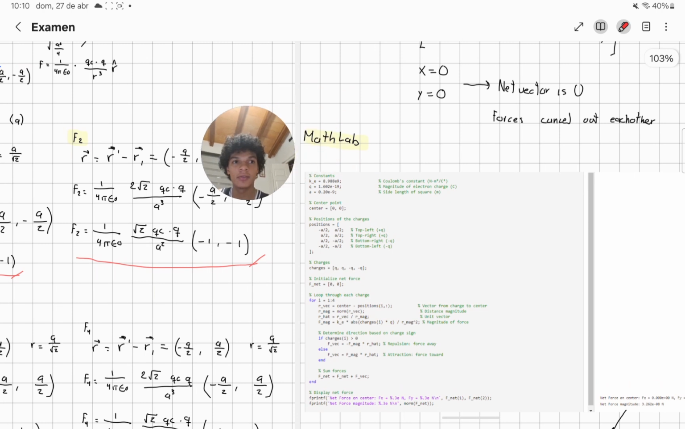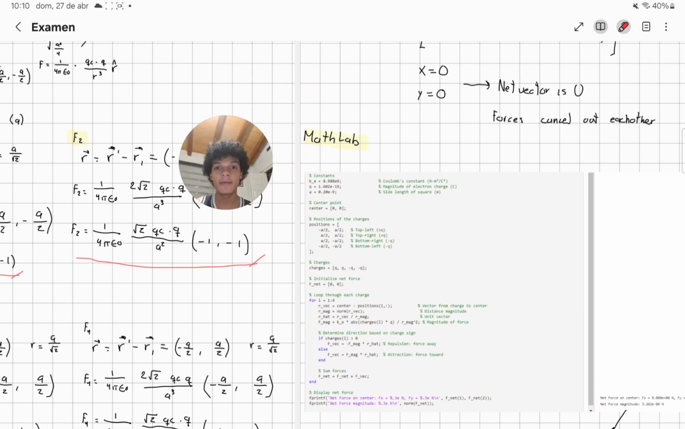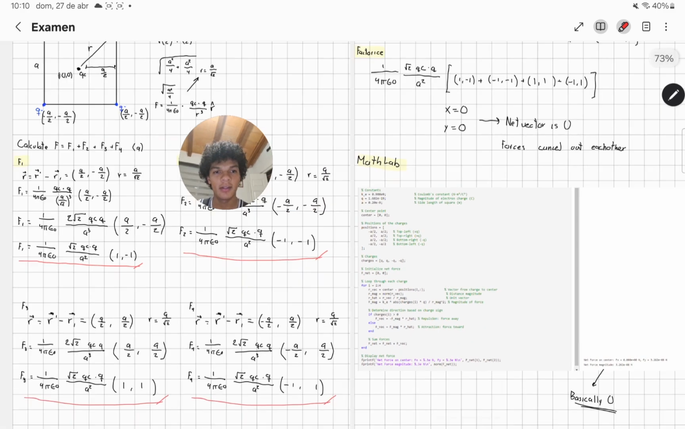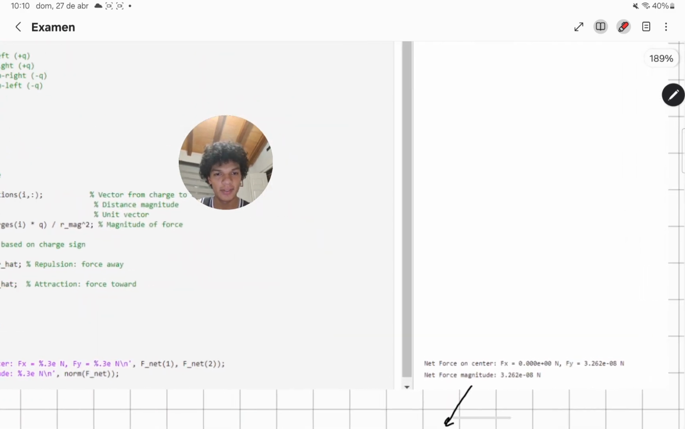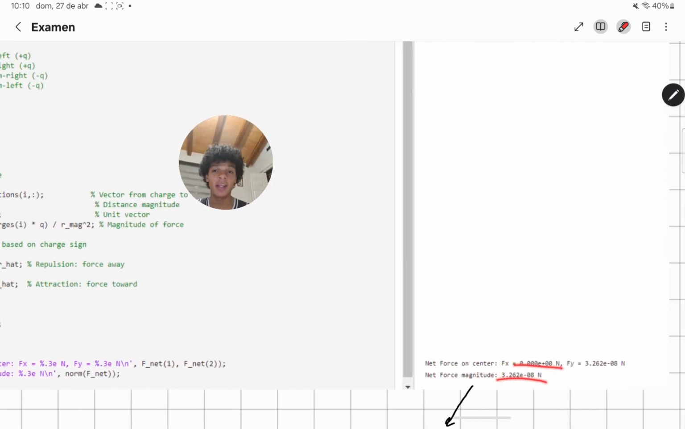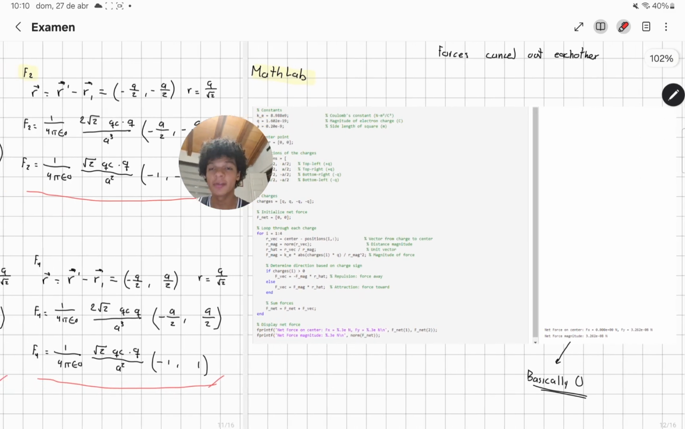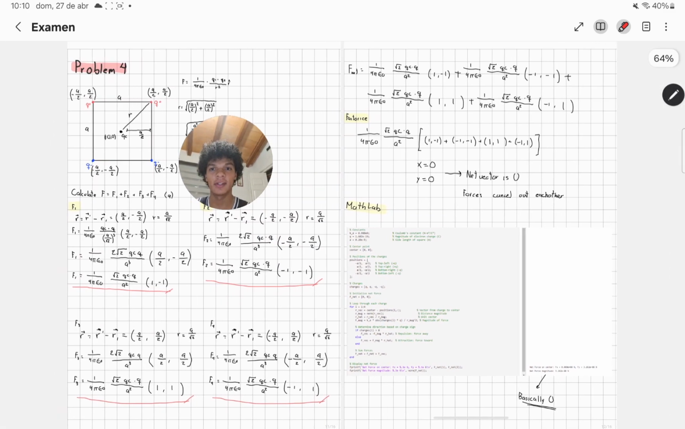But we can also have it in MATLAB. Here it is, the code. And what MATLAB throws is this value. That is a really small value, so it's basically 0, but just a little bit of error.